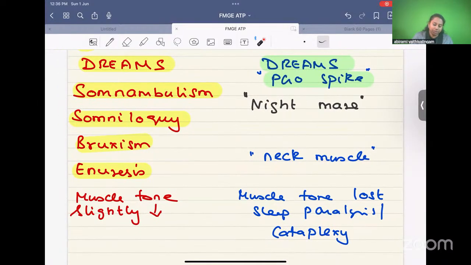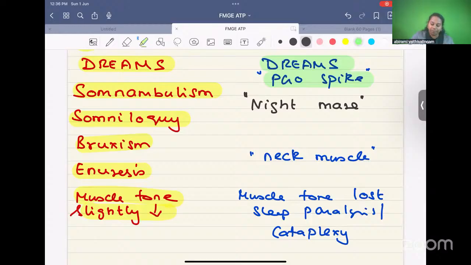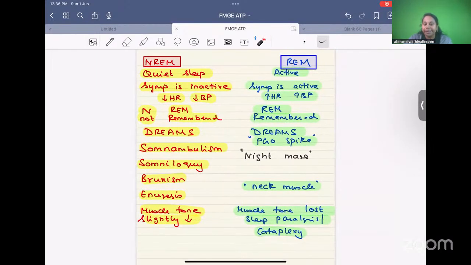What about muscle tone? Muscle tone is slightly decreased in NREM sleep. Why only slightly decreased? Because you have to do walking, talking and all. You need muscle tone, so it is only slightly decreased. But in REM, muscle tone is completely lost. That is called sleep paralysis or cataplexy. The first muscle to lose the tone is the neck muscle. So this is about the differences between NREM sleep and REM sleep. Important.